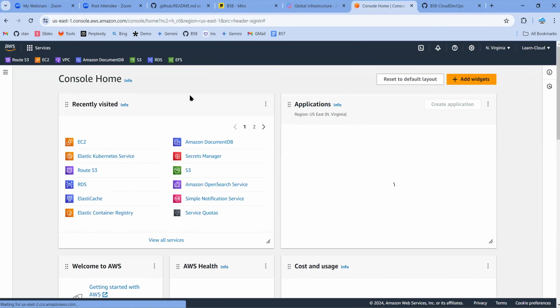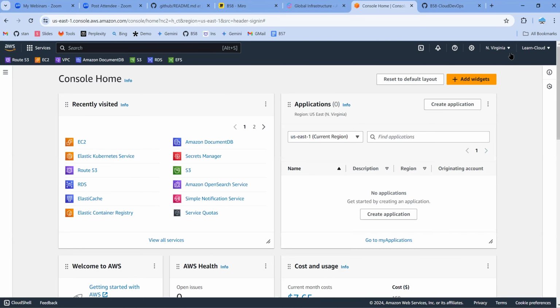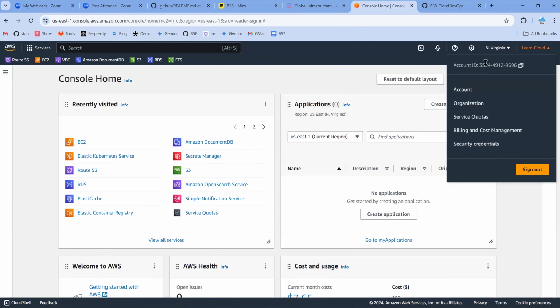This is the Amazon Web Services page, and in the top right corner you have an option called North Virginia. In my case, my account name is Learn Cloud, and this is the account number. Each and every account that is created will have a 12-digit account ID, and this Learn Cloud is nothing but an alias name. Since numbers are tough to remember, you can also create an alias name for it. That's the reason I told you to create a name of your choice.